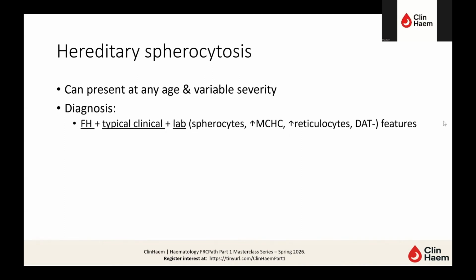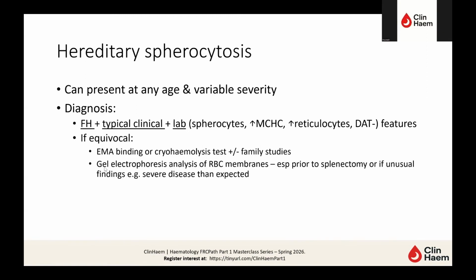Then you don't need to do any further testing. So this is diagnosis done. But in atypical patients, you can do some other tests, like EMA binding or cryohemolysis. Plus minus, you test the family for these things and see if one of the family members might have it but was asymptomatic, for example. Gold standard apparently is gel electrophoresis analysis of the red cell membranes. So you lyse the red cell membrane proteins, then run them on an electrophoresis gel and see if they are deficient in those proteins, which we know they are deficient in hereditary spherocytosis, which are those vertical interaction proteins. And you have to do that especially prior to splenectomy, because you definitely want to confirm that.